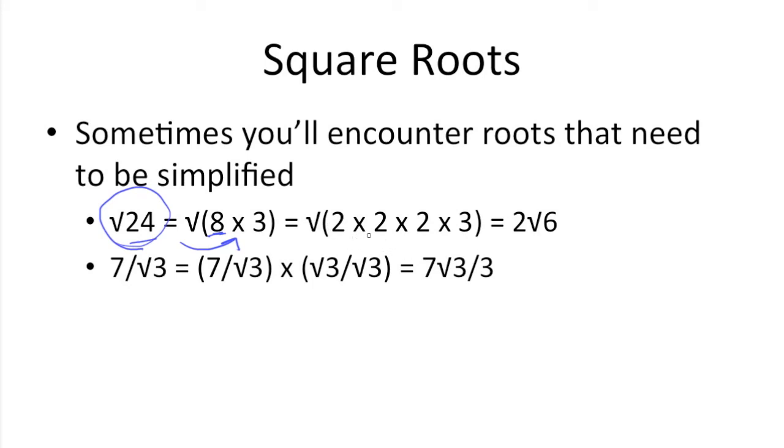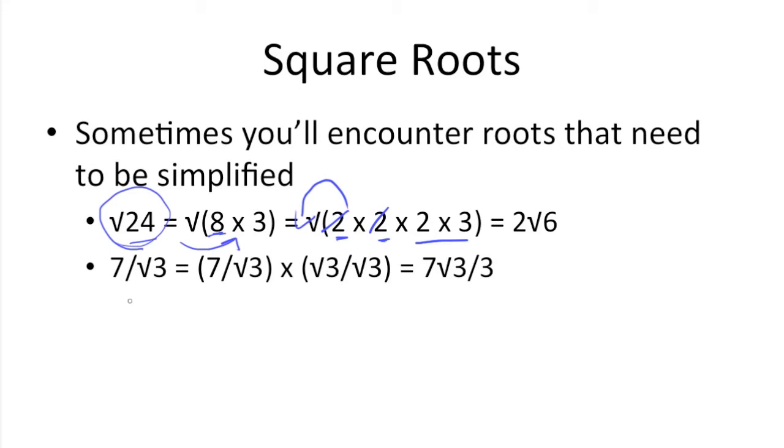Now with square roots, what you can do is if you see factors here, for instance 2 and 2, two 2's, you can bring one of those 2's out and cancel the 2's on the inside. So what we get left with is 2 times the square root of 6, 6 being 2 times 3 that are left over.